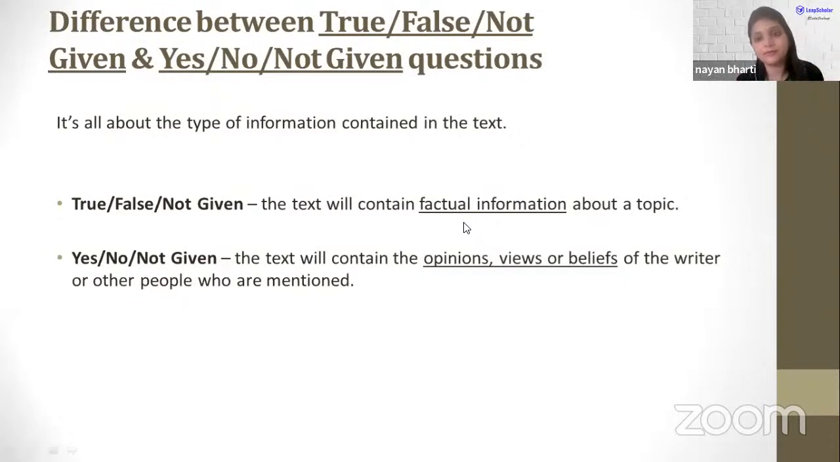Be very careful. If in the instructions they have mentioned write true, false, not given, you have to write true, false, not given. If they have mentioned yes, no, not given, you have to write yes, no, not given. Since we have practiced a lot with true, if instead of yes we try to write true, all your answers will be wrong. So that means, hi Kismat, we have to be very careful while reading the instruction. If they have mentioned true, false, not given, we write true. If they have mentioned yes, no, not given, write yes.